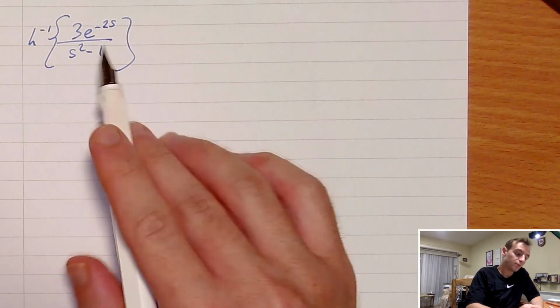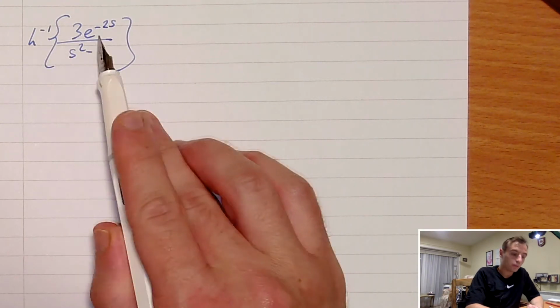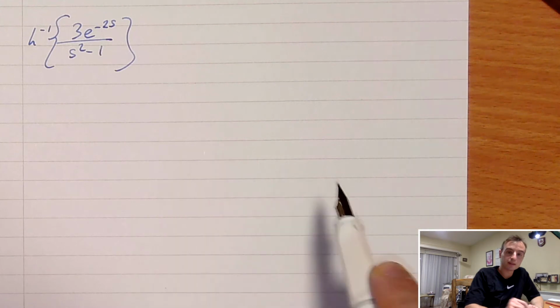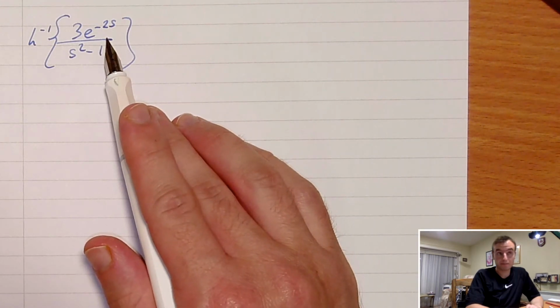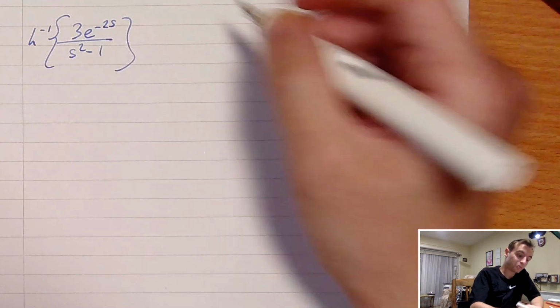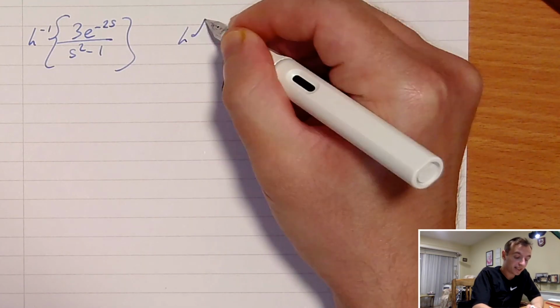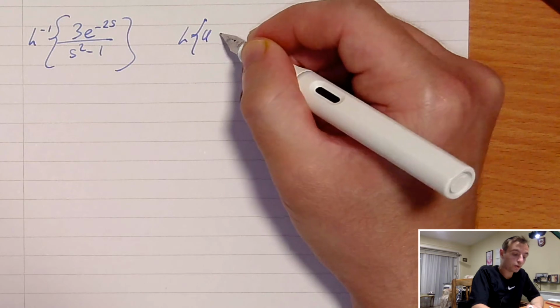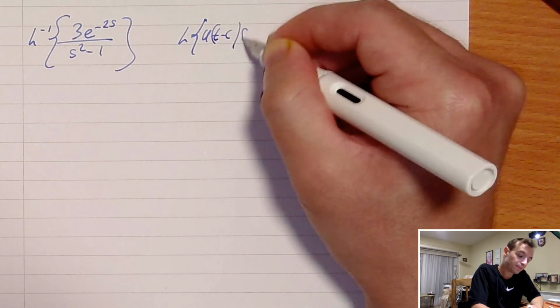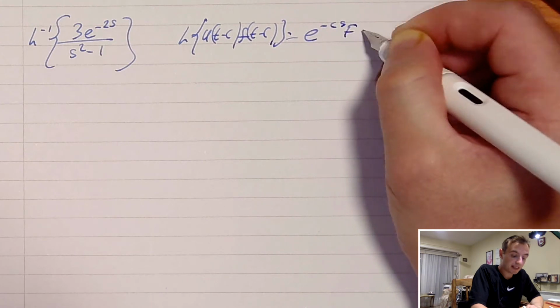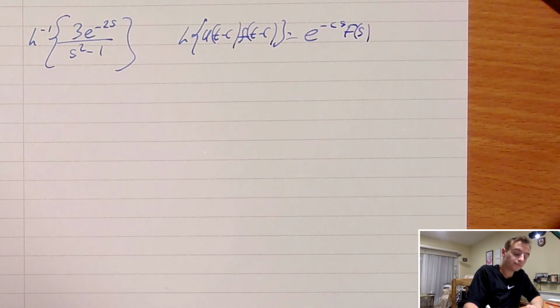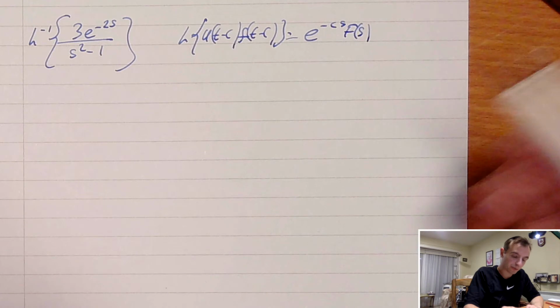Okay, so let's have a look at another one. We've got the inverse transform of 3e to the minus 2s on s squared minus 1. Again, immediately we can see e to the minus cs, so the form of the second shift theorem. Writing out the second shift theorem, the forward Laplace transform of u(t minus c) f(t minus c) equals e to the minus cs F(s), providing that the Laplace transform of f(t) is F(s).